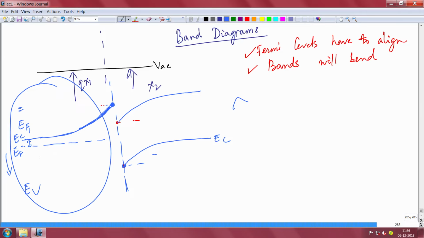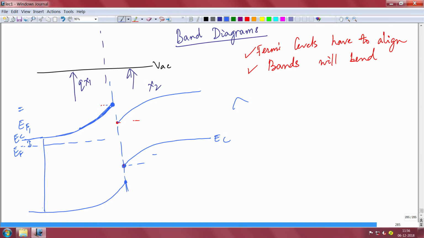Similarly on the left side the band gap has to remain the same. This was the point where the valence band on the left side was, and it has to go like this because this band gap will remain the same, no questions about that. And the Fermi level of course has to align, so far away from the junction this gap has to be the same, so the Fermi level is aligning here. You see far away from the junction this gap has to be the same, the p type, and far away from the junction this gap has to be the same, the n type.